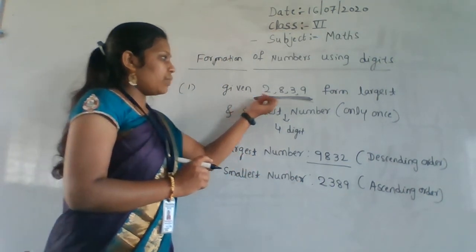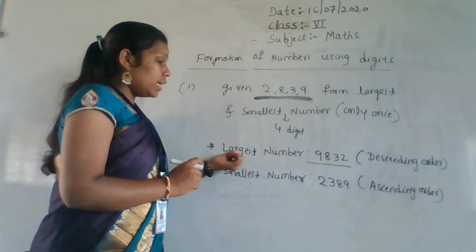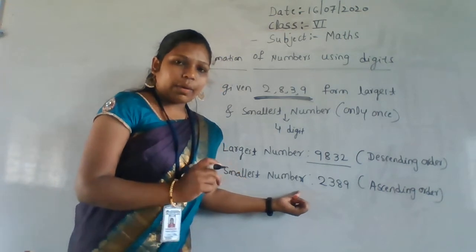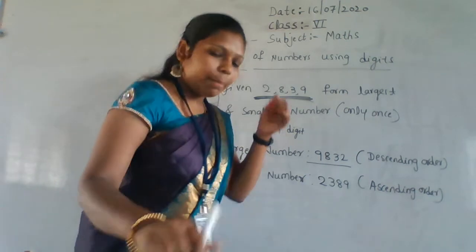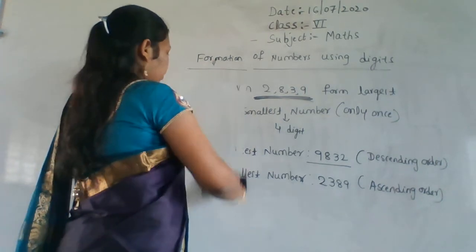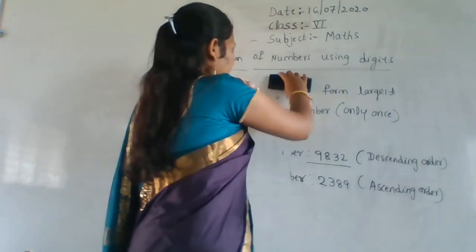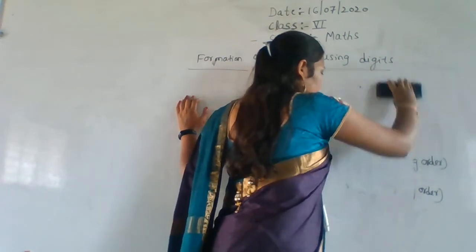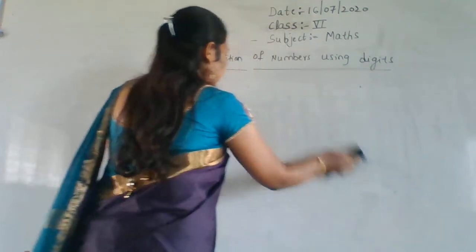Using these 4 digits, we already formed the largest number as well as the smallest number. I hope you all understood this problem. And again, one more example I will give, and we will get it confirmed in that. Okay. Next one I will give another example. See here.